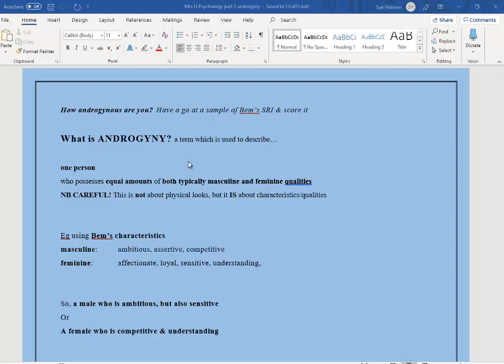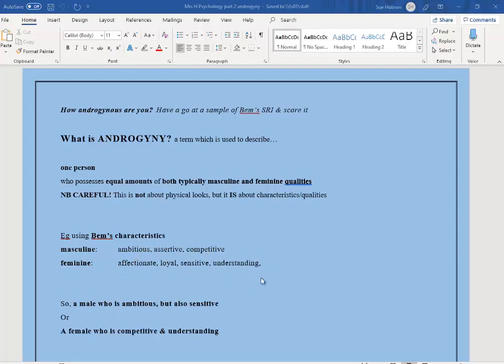So what is androgyny? It is a term which is used to describe one person who possesses equal amounts of both typically masculine and feminine qualities. So be careful. Do not say this is about physical looks. We're not talking about what somebody looks like, which is kind of in the media at the moment, but it's about somebody's characteristics, their qualities, so their internal qualities. Using BEM's characteristics, examples would be masculine: ambitious, assertive, competitive; feminine: affectionate, loyal, sensitive, understanding.